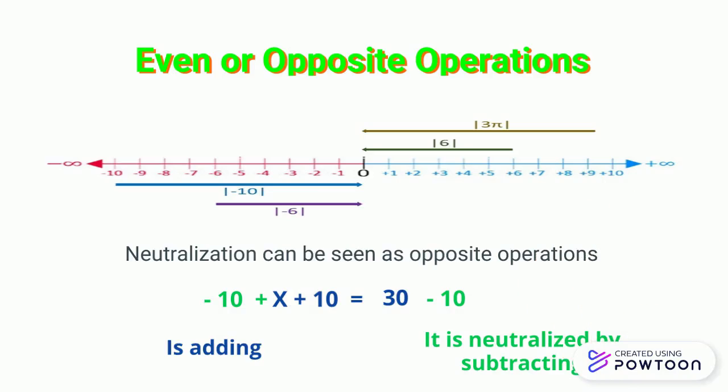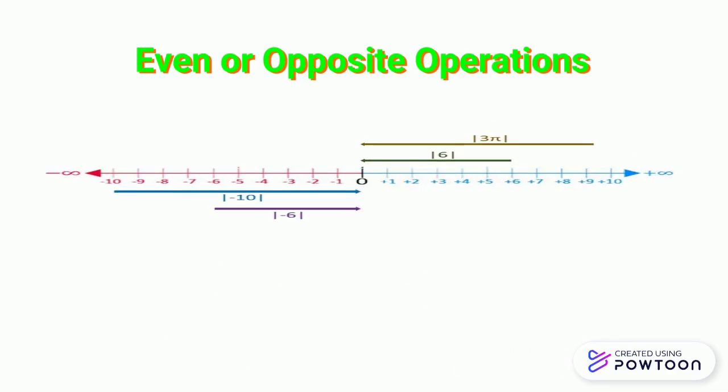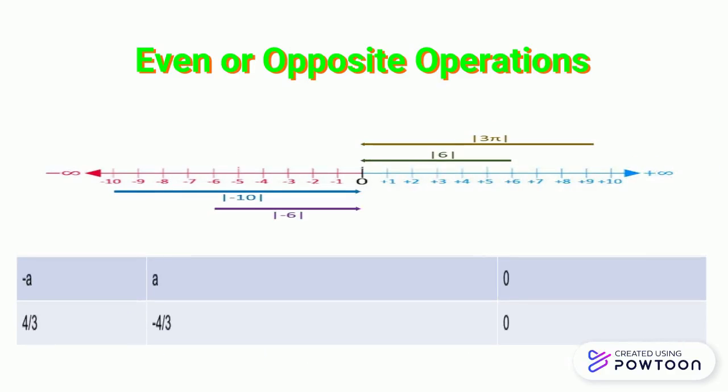The inverse operation of addition is subtraction. If I have 10, when subtracting 10, I get the neutral. We see an example of an element with its opposite additive.